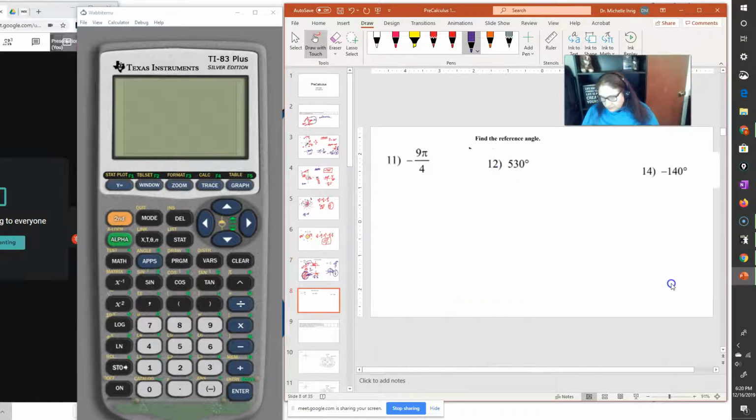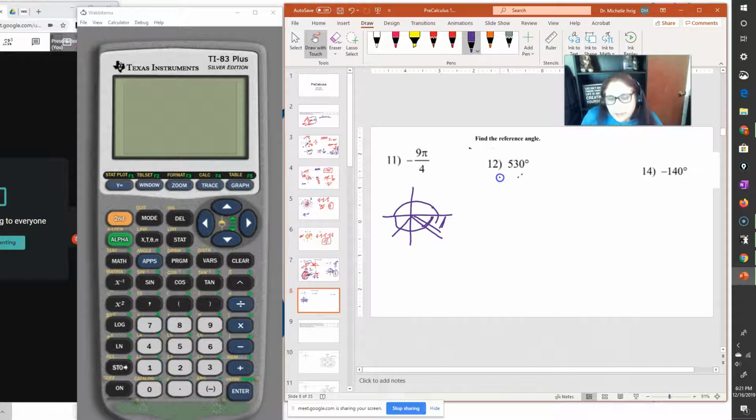Next. That's the same one we just did. No, it's not. So here, same idea. We're going in a negative direction. Okay. We're doing it in fourths. So here we have here. Boom. Again, the 9 plus the other one, and I'm left with the 1/4 as the reference angle.